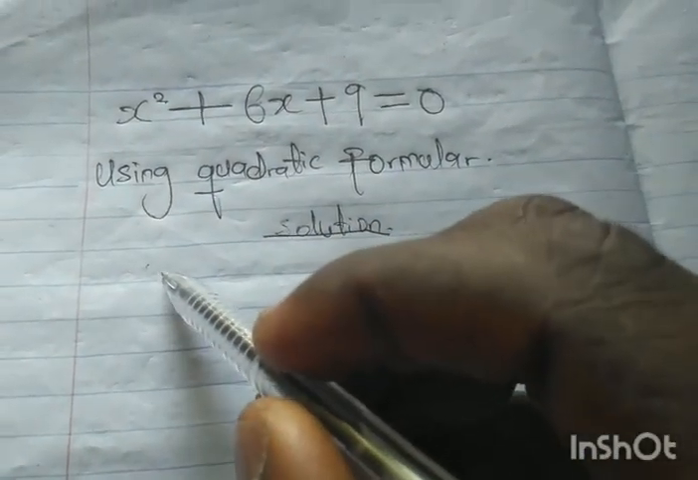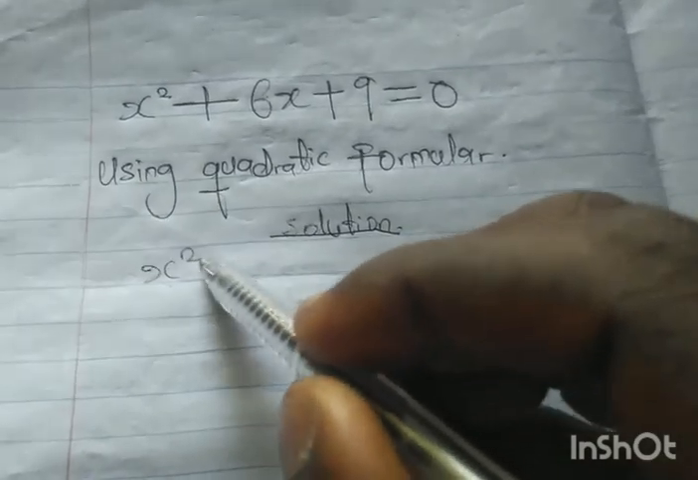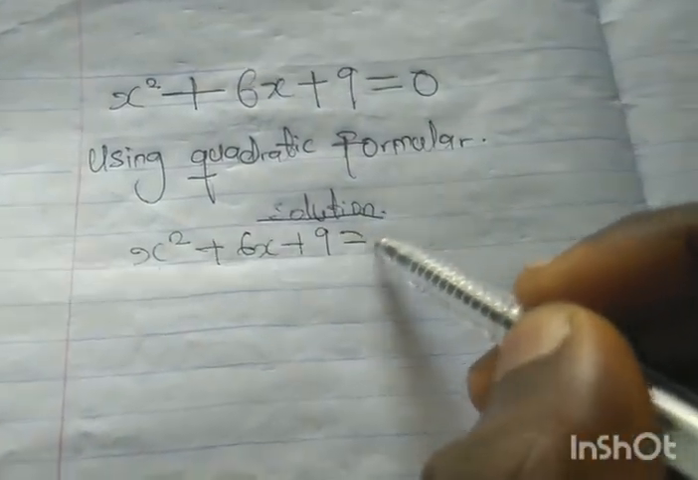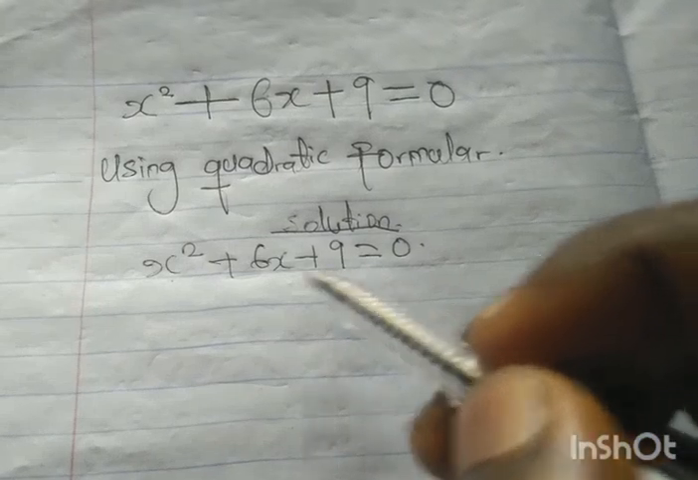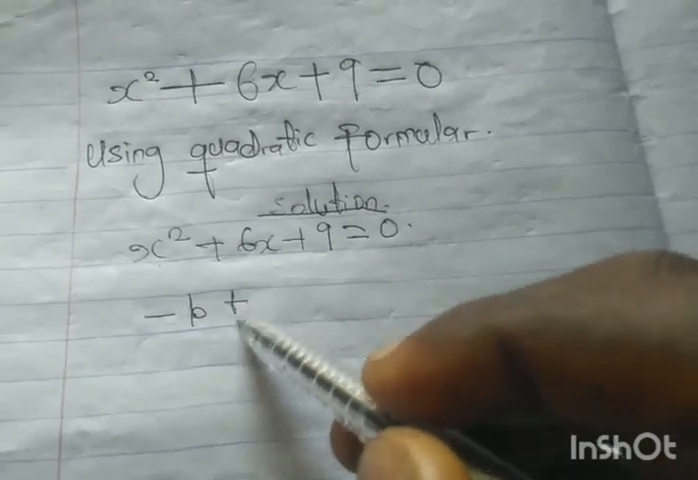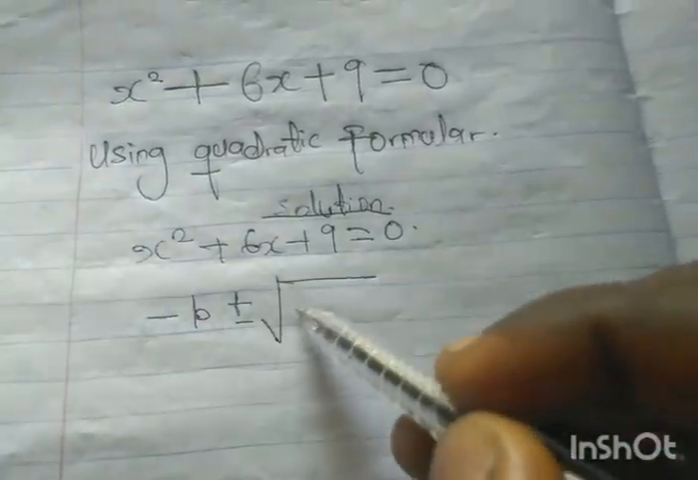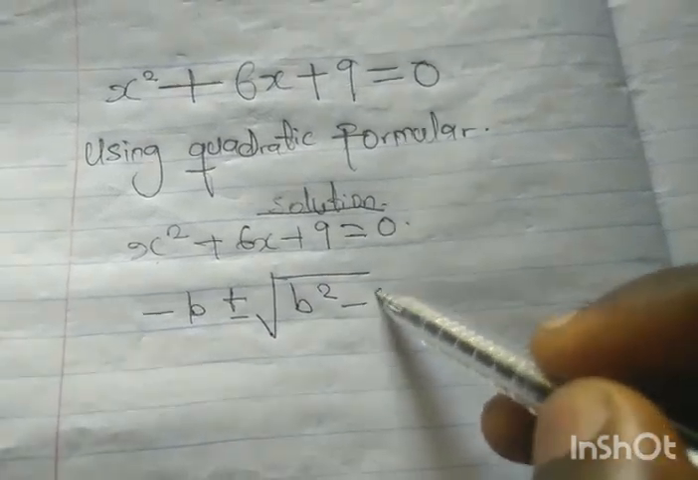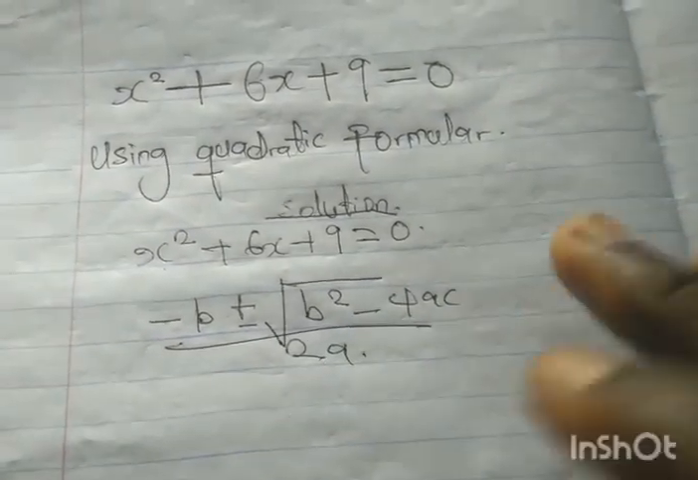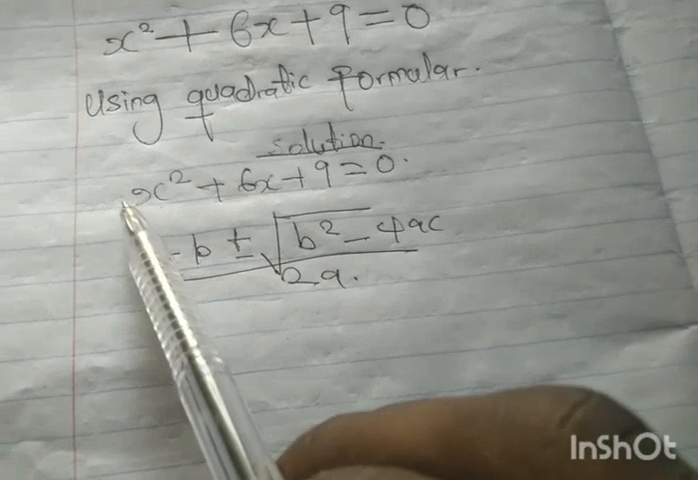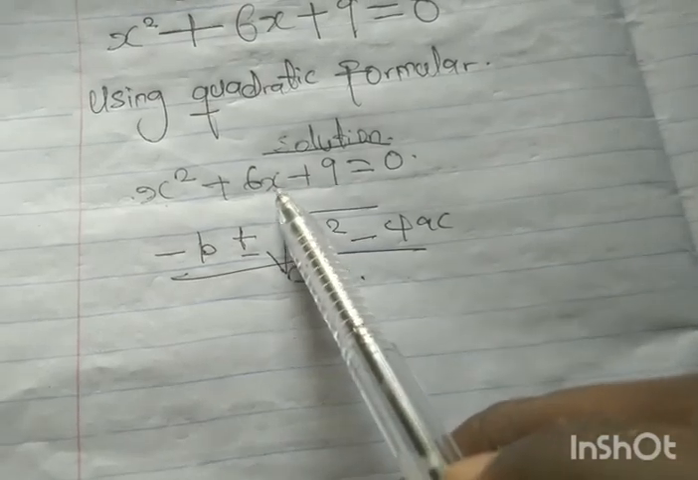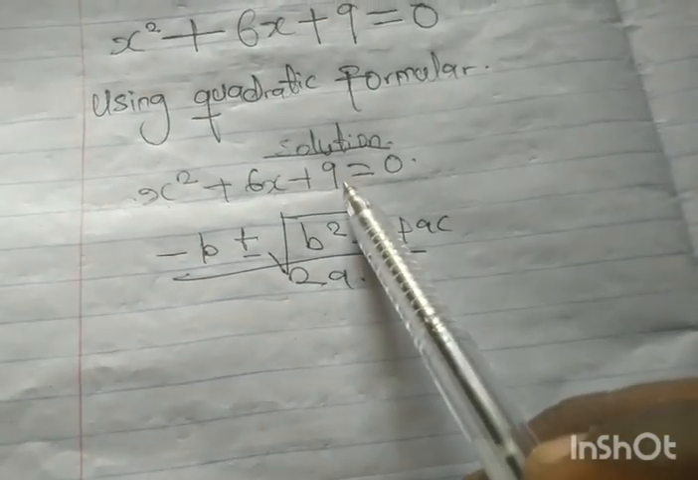We'll write out the quadratic equation first. x squared plus 6x plus 9 is equal to 0. Now the quadratic formula is minus b plus or minus the root of b squared minus 4ac, over 2a. The coefficient of x squared here is a, the coefficient of x is b, and the constant is c.